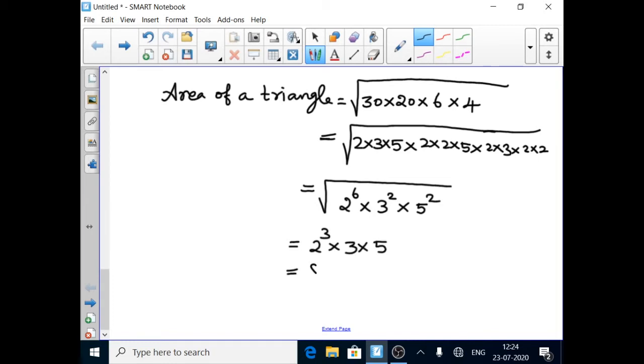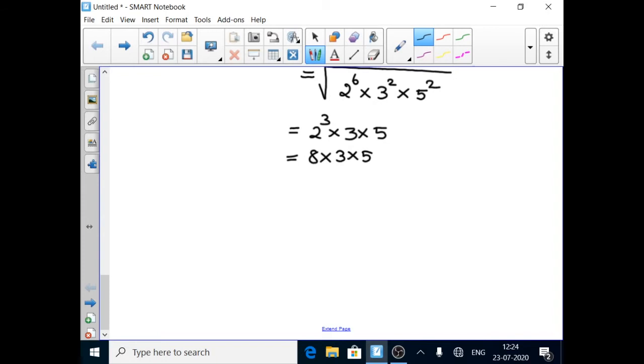So what do you get? 2 power 3 means 8. 2 into 2 into 2. Then 8 into 3 into 5. So what do you get? 8 5s are 40. 40 into 3. You will get 120. Okay, we are taking the sides in centimeter, so the area is called centimeter square. Okay, therefore area of a triangle is equal to 120 centimeter square. This is your answer.